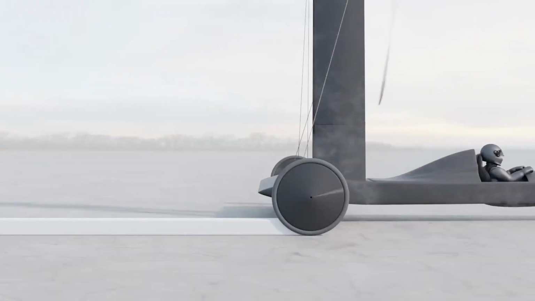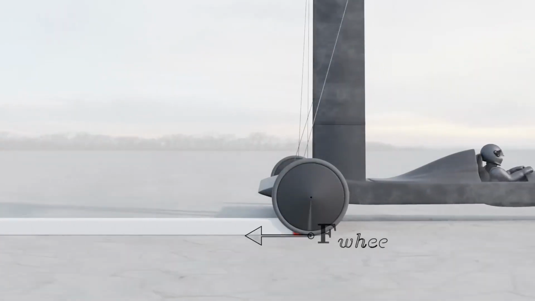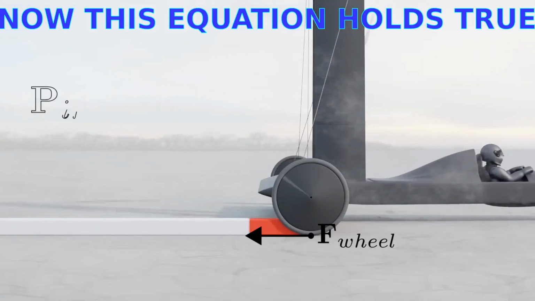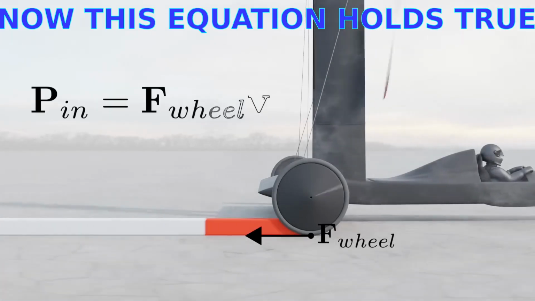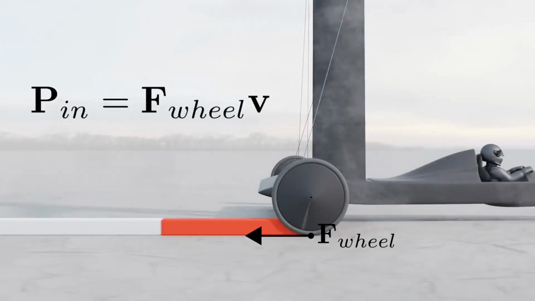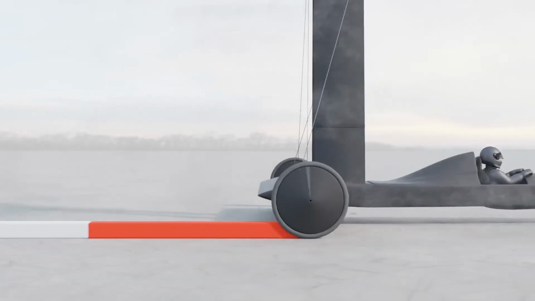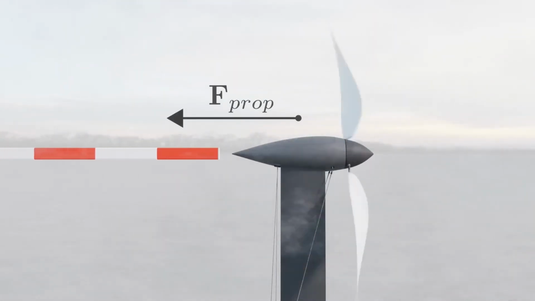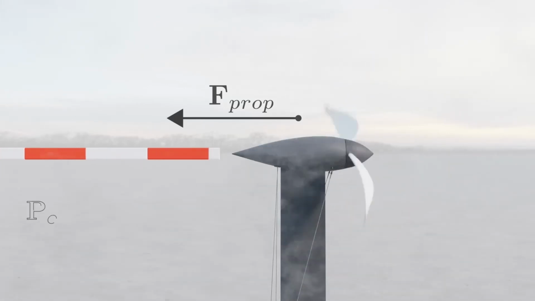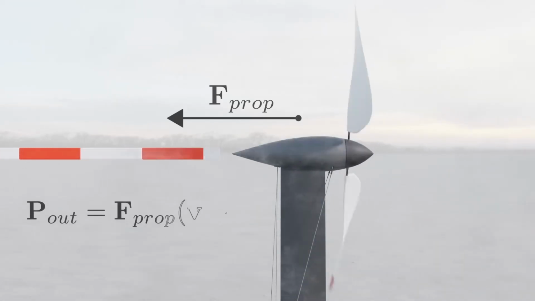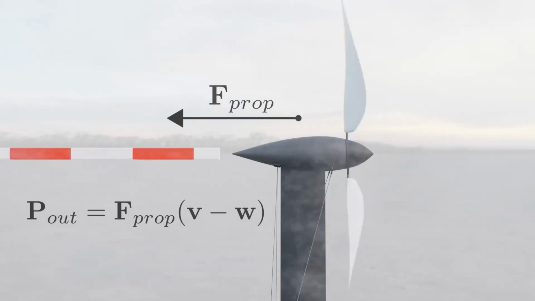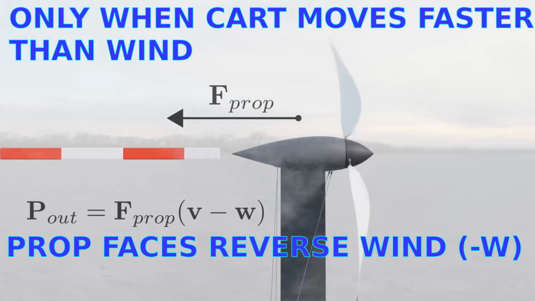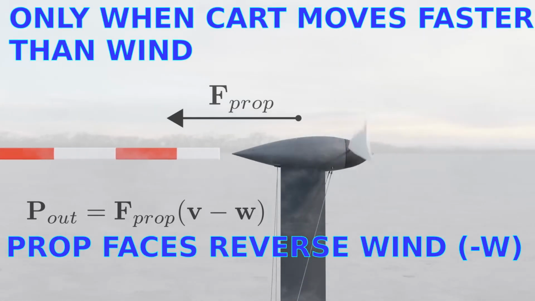At the wheels, power is input into the system by the ground moving underneath the car. The power generated is the force of the ground on the wheels times the velocity of the car. At the propeller, work is done on the air as the propeller pushes it backwards. The power out equals the force of the prop on the air times the speed of the car minus the speed of the wind. The prop is going slower through the air due to the tailwind.